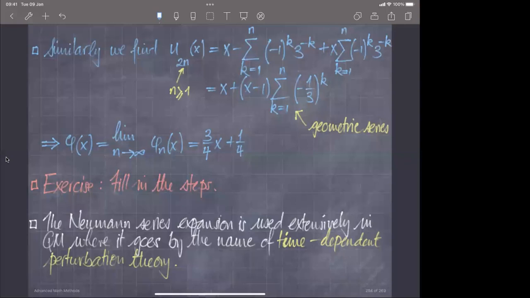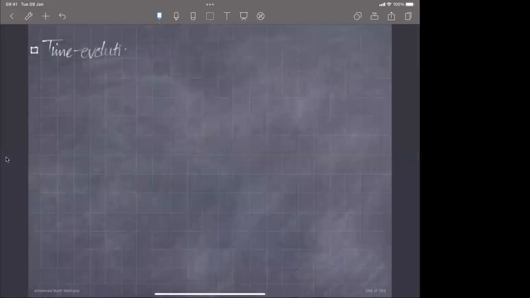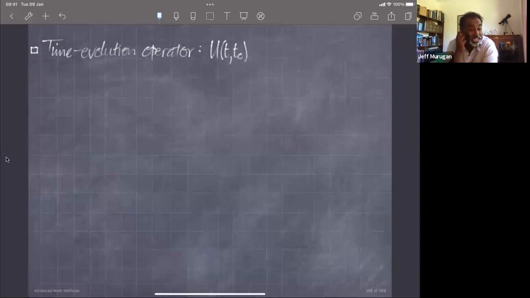Thanks. Okay. The time evolution operator tells you how to evolve states in Hilbert space starting from some initial state. And it's written as U of t and t naught. So starting at some time t naught and ending at some later time t.